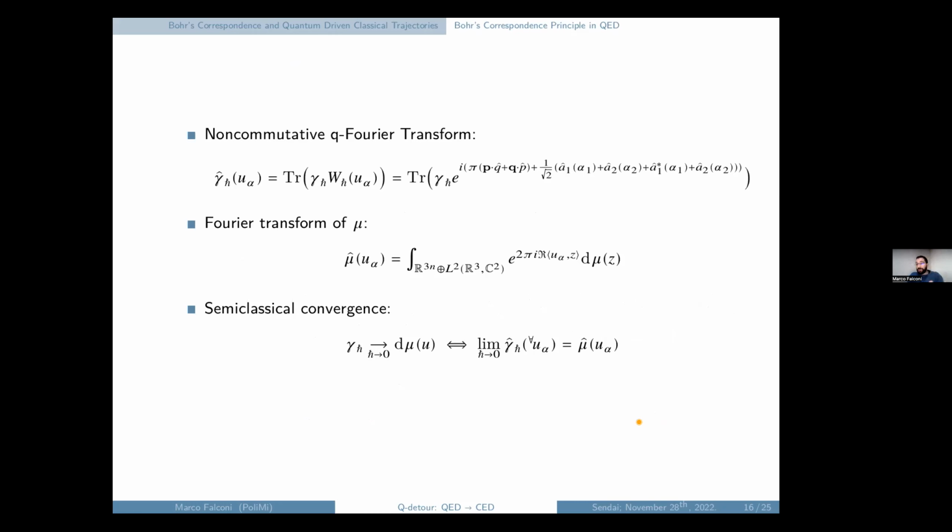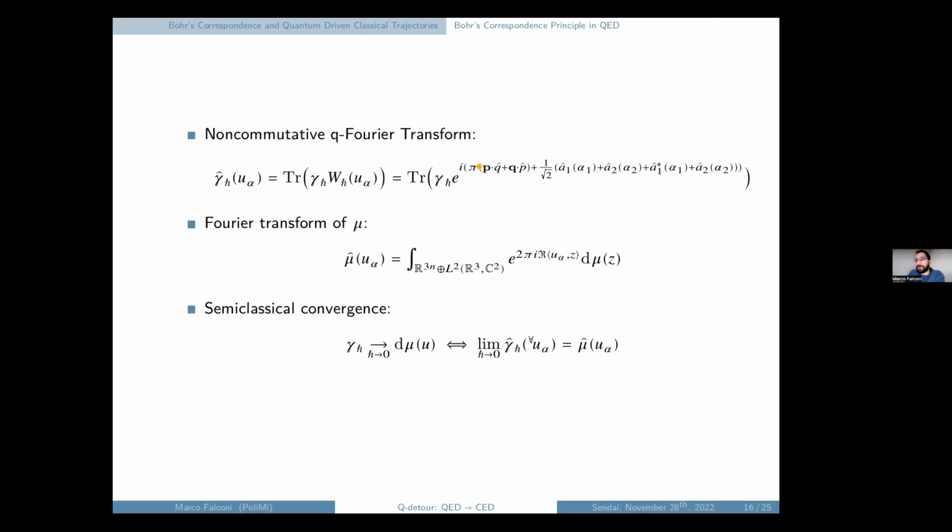Okay. So how you can say that a quantum state converges to a classical state is by means of the Fourier transforms. So we can define a non-commutative Fourier transform for this state gamma h by taking the trace of this gamma h with the Weyl operator, that is the complex exponential of the so-called field operator. So this is the exponential e to the i, pi is the number pi, and then you have that we need for, well, normalization motives, to get the correct answer in the end.